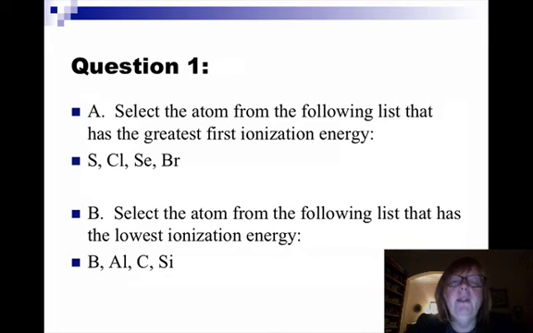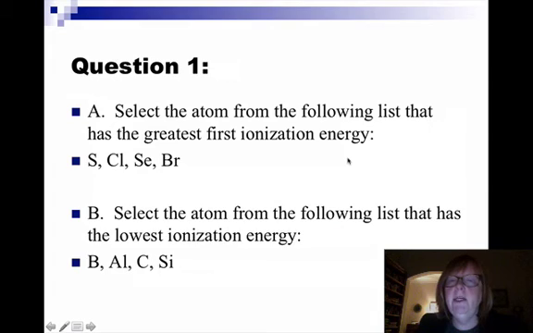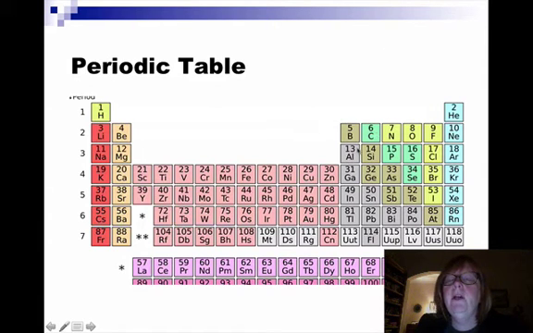Okay, so let's go to the second question here, letter B. From this list, we want the lowest ionization energy, the one that will give up its electrons the easiest. Boron, aluminum, carbon, and silicon. Aluminum would still be lower than silicon. And aluminum versus carbon, aluminum again would have the lowest ionization energy of those choices. So ionization energy, left to right, it increases, top to bottom decreases. Just the opposite of the trend for atomic size.